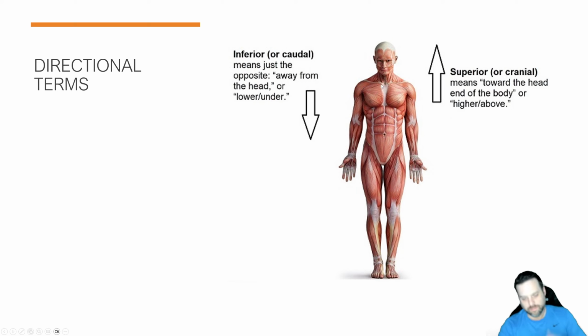So superior is above. Inferior is like when your superior talks to an inferior. All right. So the superior is towards the head. Inferior is away from the head.